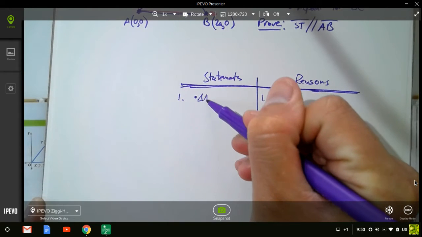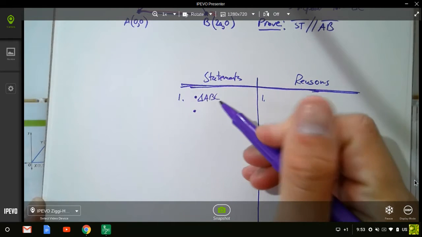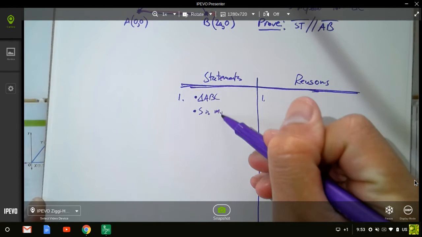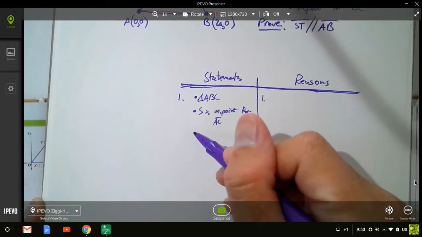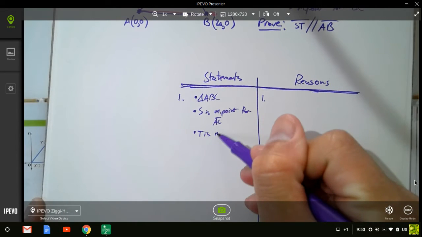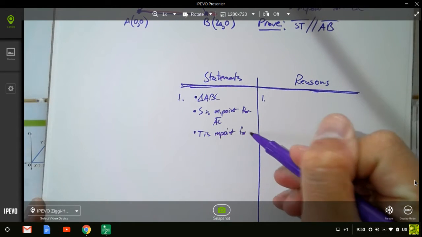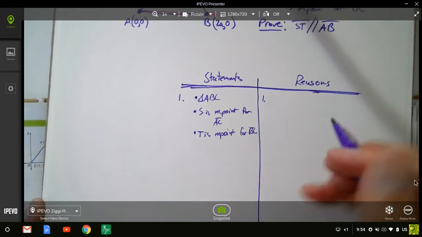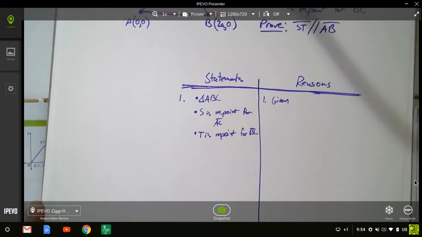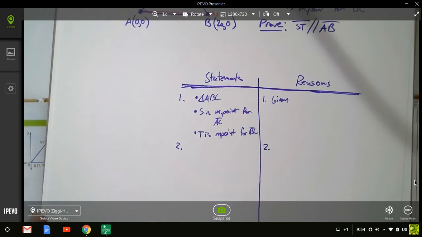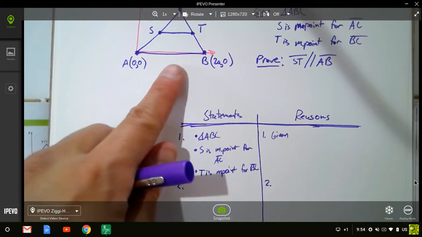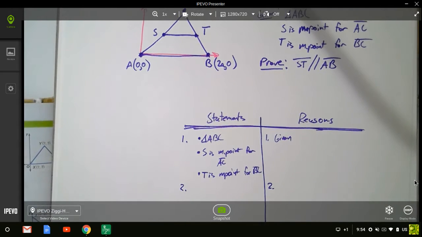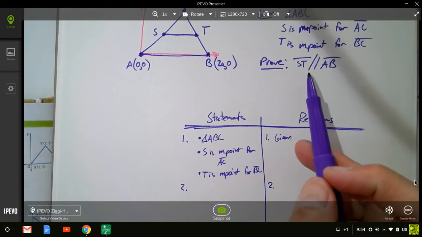There's one point that ABC is a triangle. Another bullet point will be S is the midpoint for AC. I couldn't quite fit that in. And let's say that T is the midpoint for BC. Okay, that's given to me. So I want to build my way to saying that ST and AB have the same slopes. That will for sure prove that they are parallel lines.